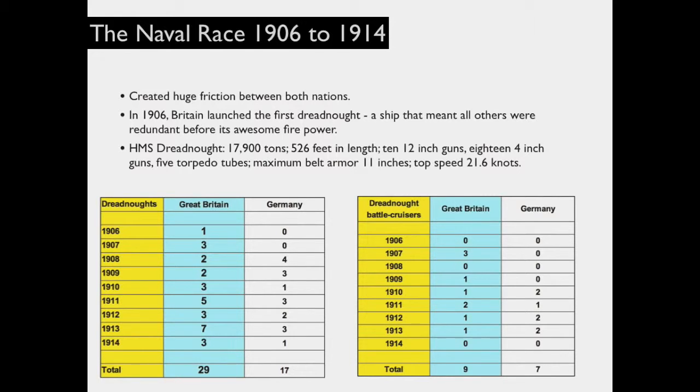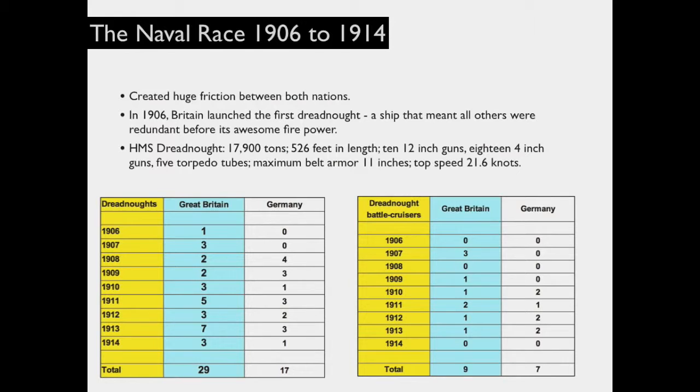In 1906, Britain launched the first dreadnought, and it basically meant that all others were redundant because it had this awesome firepower. The HMS Dreadnought: 17,900 tons, 526 feet, 12-inch guns, 18 4-inch guns, torpedoes. This was a game changer. It completely changed the shape of the war in terms of the Navy. And you can just see, if you look at the tables, how the two countries were going backwards and forwards.